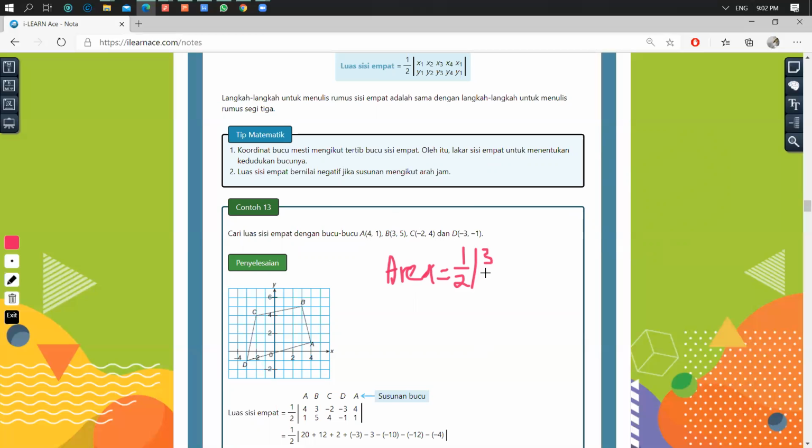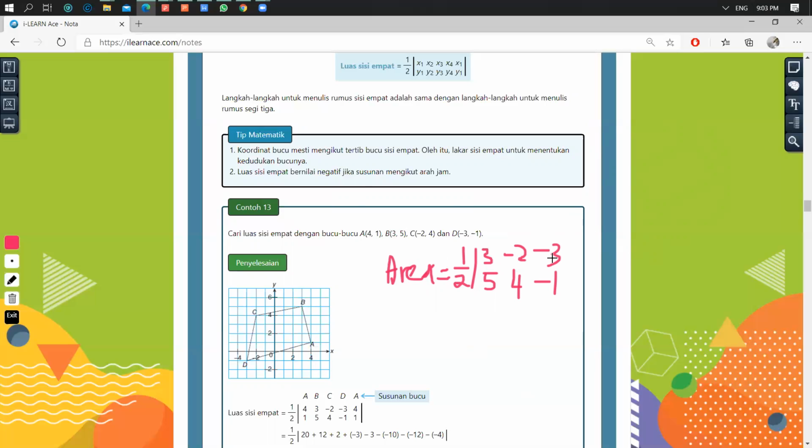If you start from the second one, you're going to write 3, 5 first, then continue to -2, 4, then -3, -1, then go to A, because it's going to continue like that. Or you can go B, A, then D, C. The next one must be connecting to it. You cannot go from A to C. You cannot go from B to D like that. That's jumping. It must be continuous.